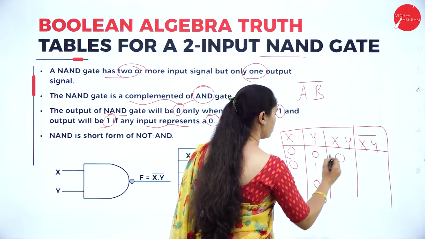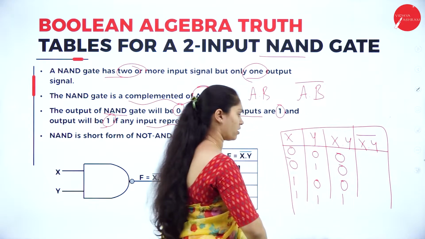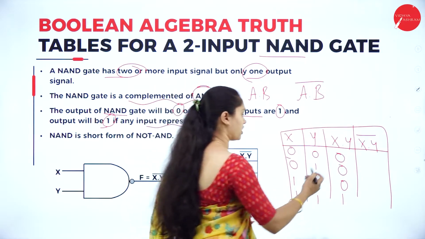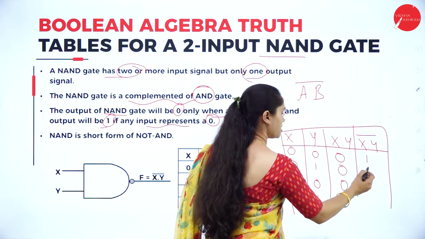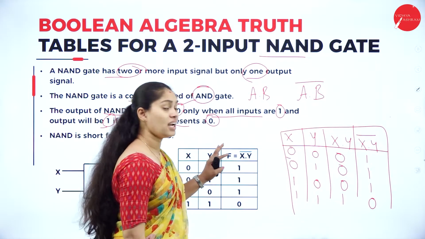So 0 into 0 is 0, 0 into 1 is 0, 1 into 0 is 0, 1 into 1 is 1. If it is complemented, then it will just be the inverse of that. If it is 0, it will become 1. If it is 0, 1. If it is 0, 1, and it will be 0. This is what? NAND gate.